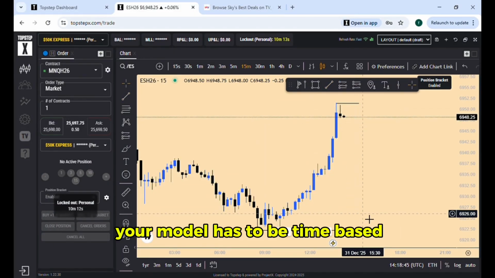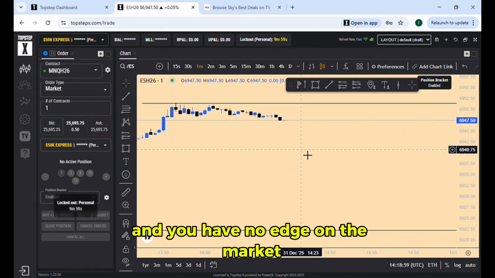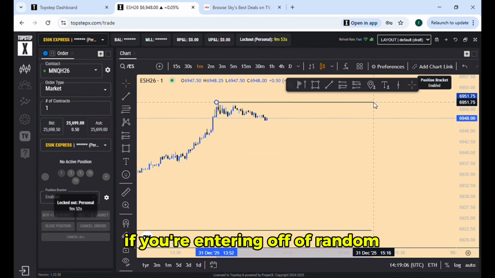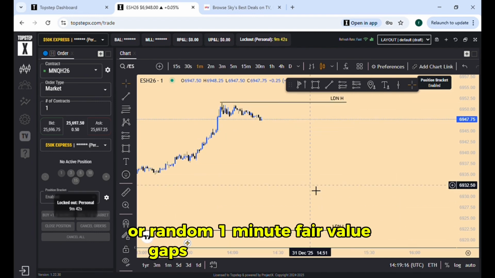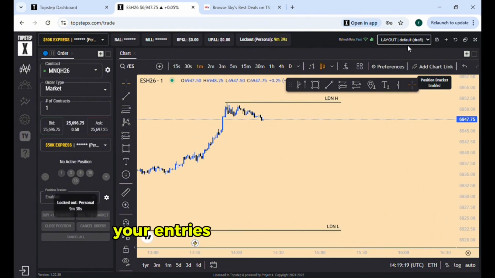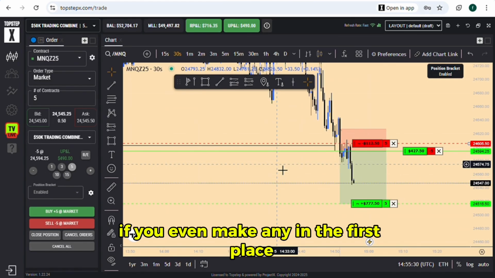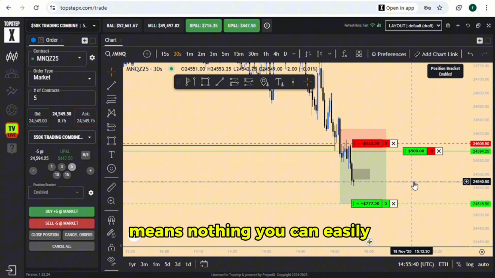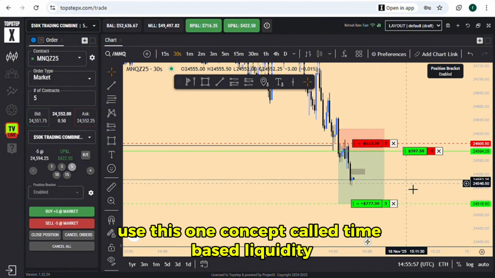Your model has to be time-based and repeatable. If it's not, your data means nothing and you have no edge on the market. If you're entering off of random minor sell and buy side liquidity or random 1 minute fair value gaps in New York session, your entries are massively flawed and the data, if you even make any in the first place, means nothing. You can easily change this if you just use this one concept called time-based liquidity.